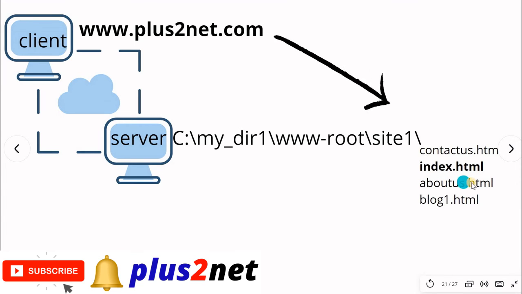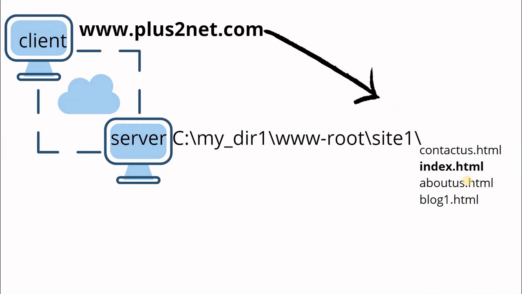You can configure that. Show me first the about us HTML, don't show me the index. But usually it's a convention that index, or the home page, or default.html or default.php, whatever you configure, is known as the home page. From that page we go to different pages.